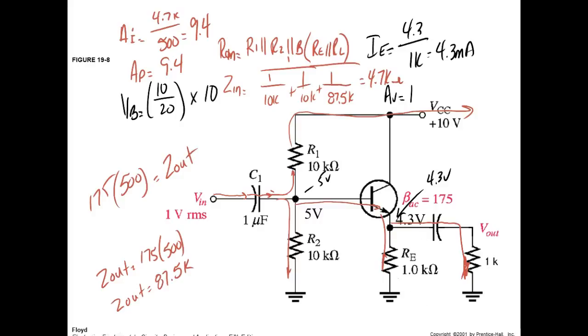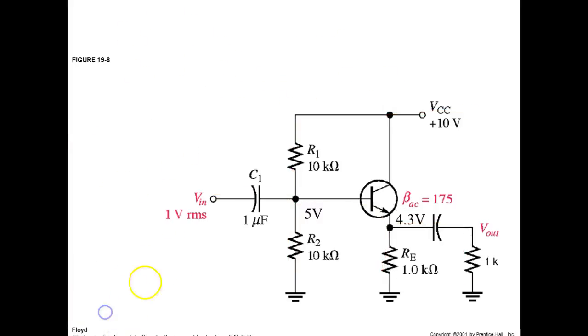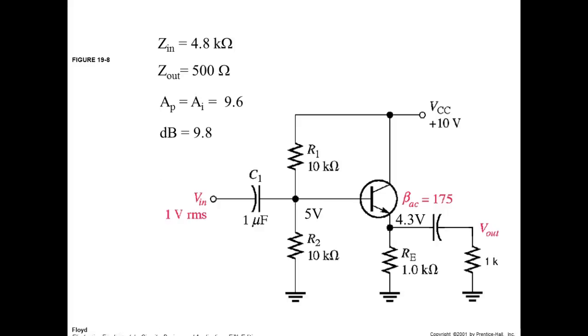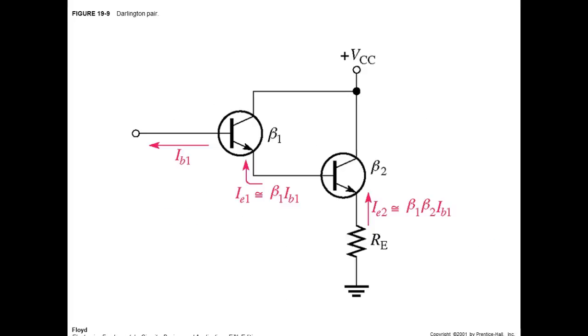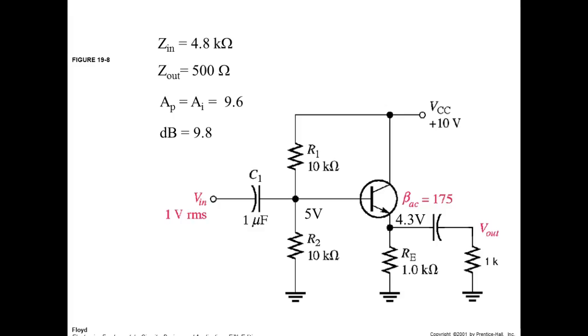5 volts, 4.3 volts. Let me erase this. So here comes the answer. Zin is 4.8K, Zout is 500 ohms, AD would be equal to 9.6, which is equal to AI, which is 9.8 dB. Pretty easy. These guys here are pretty easy to calculate.